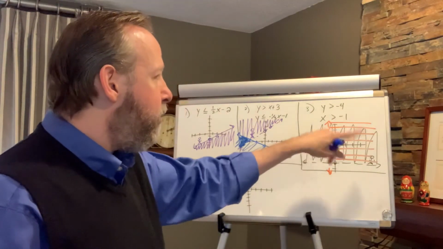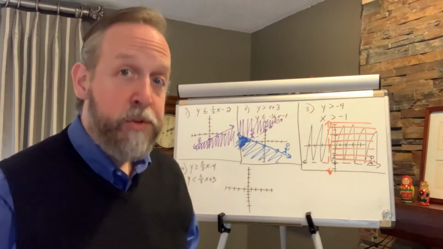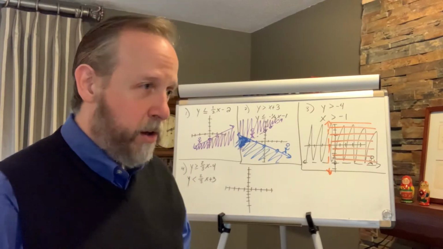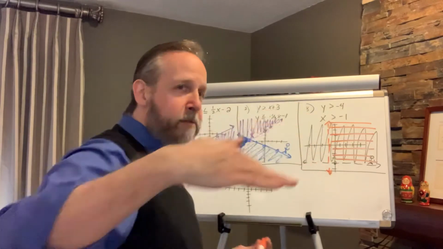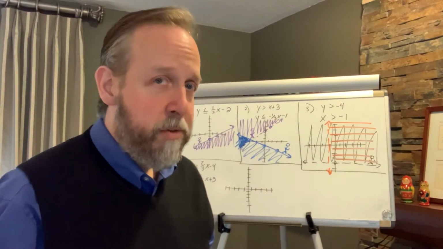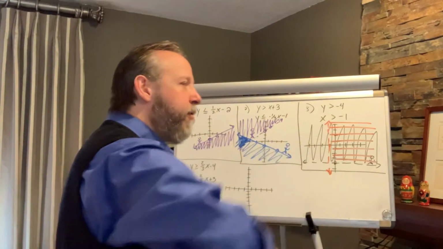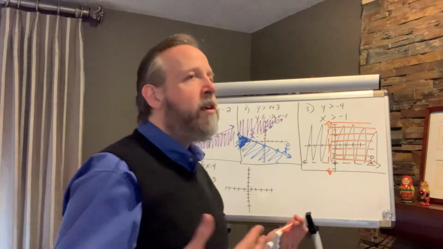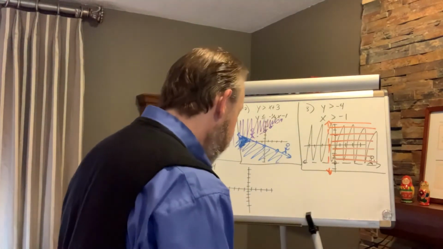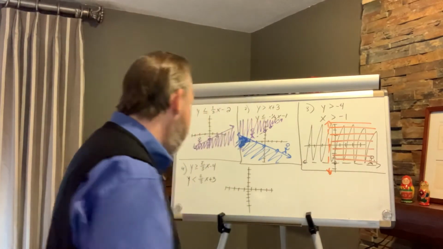Coordinate in that solution set, definitely the origin, which is really easy to check, 0, 0. Because again, we have a horizontal and a vertical line, each one is just one variable. Is 0 greater than -4? Yes, it is. And is 0 greater than -1? Yes, it is. And that brings us to the last problem we had.